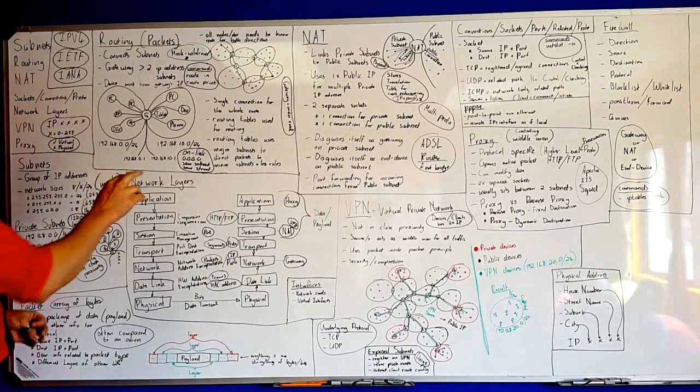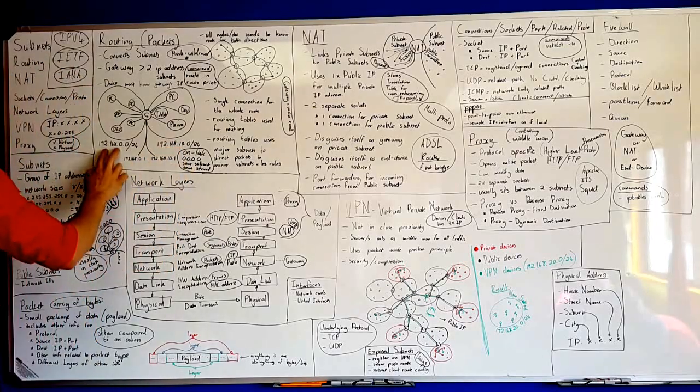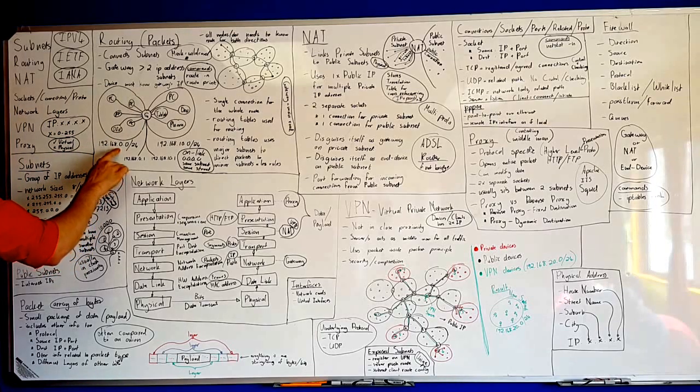Oh wait, before we carry on, I also wrote some subnets down here. So all the PCs or devices on this network are in the 192.168.0.0 range, or subnet.